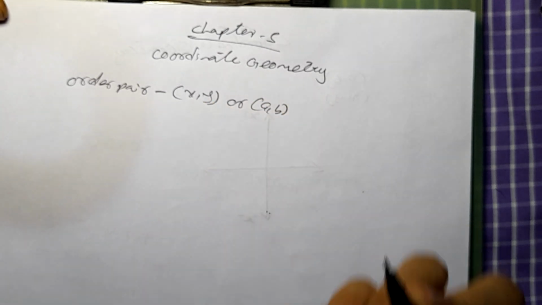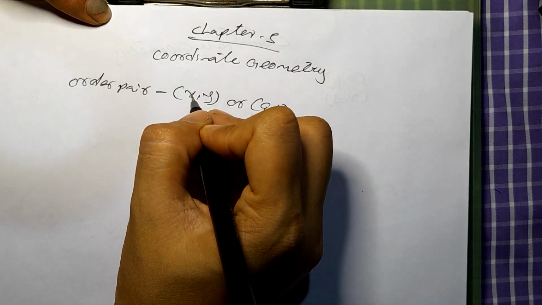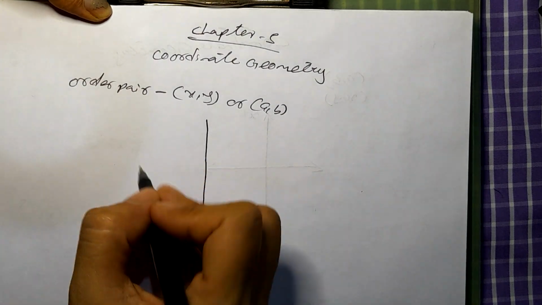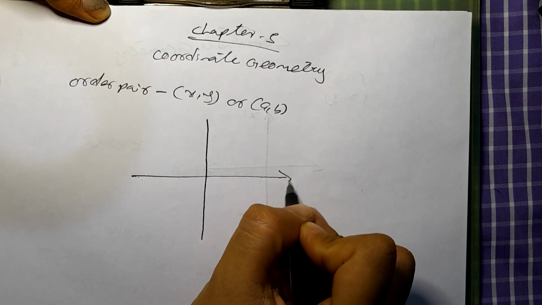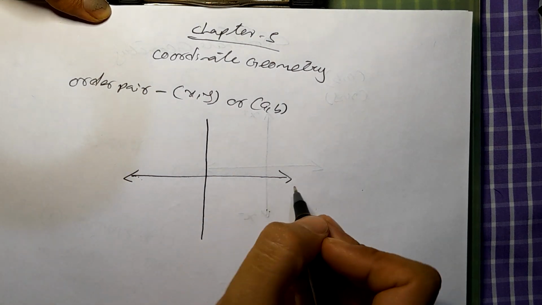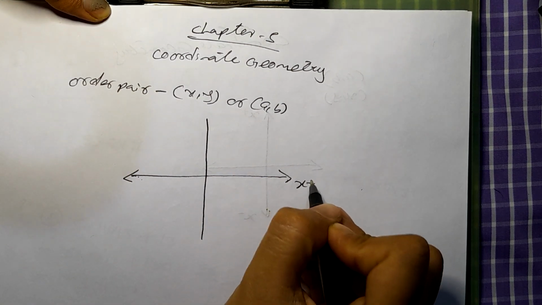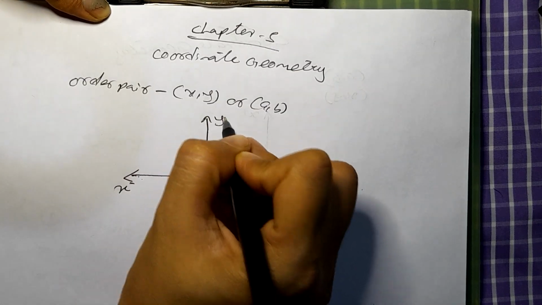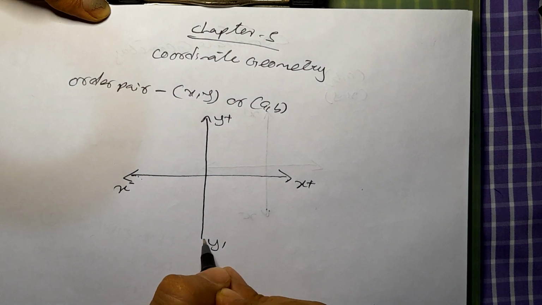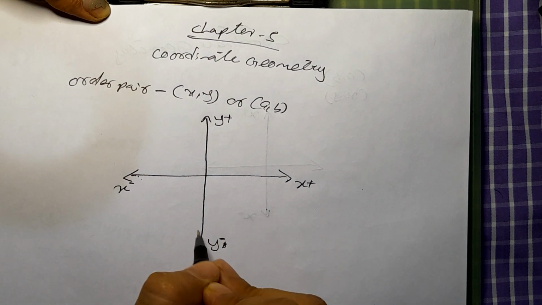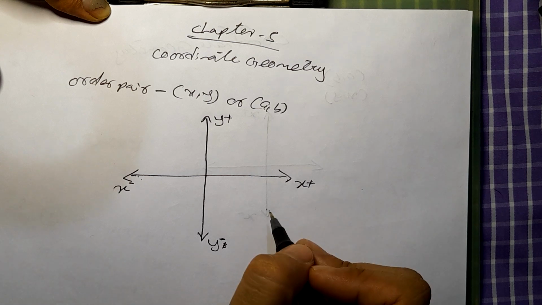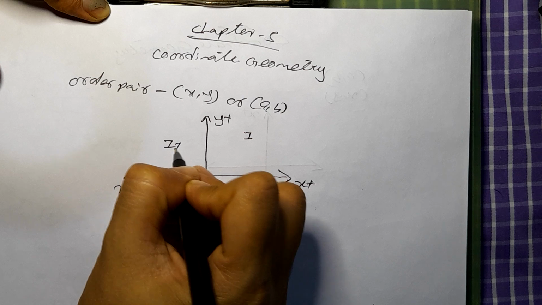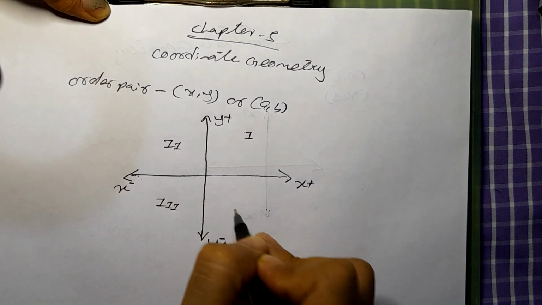Specially we represent the x comma y. Now how are we going to plot the x comma y in the graph? This coordinate geometry is always plotted in the graph, and on the graph we have 4 quadrants. This is the x axis, positive of x, this is negative of x, this is positive of y, this is negative of y. Negative of y we represent either by the minus or by the bar. This is the first quadrant, this is the second quadrant, this is the third quadrant, and this is the fourth quadrant.